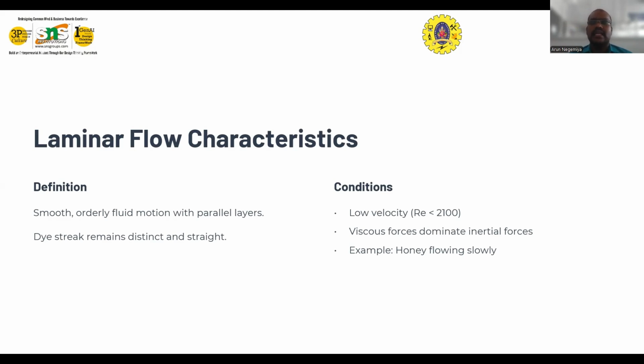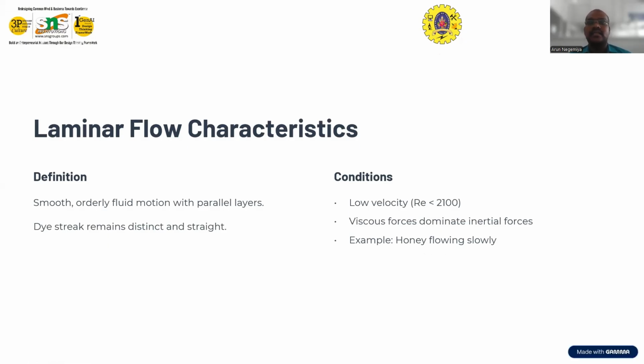The characteristics are: number one, smooth and parallel flow. Next, there is no mixing with each other. Orderly motion, so it moves in a straight linear manner. And next is low energy dissipation. These are all the laminar flow characteristics. Laminar flow has low velocity, and the Reynolds number is less than 2100.